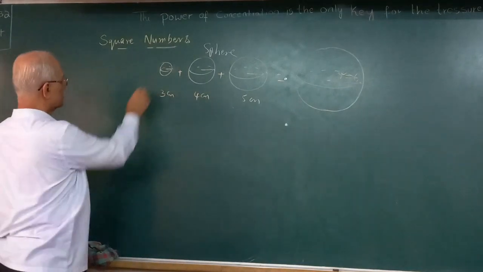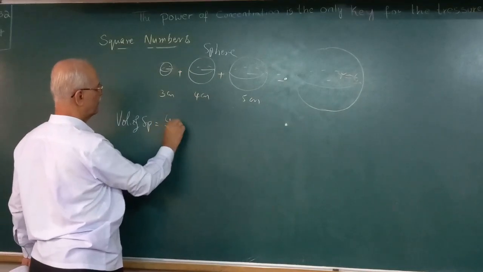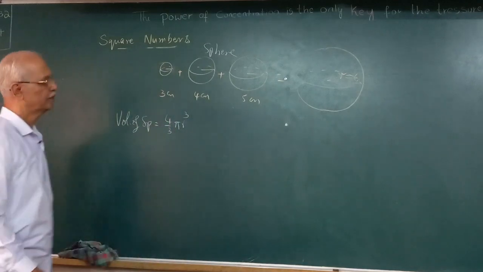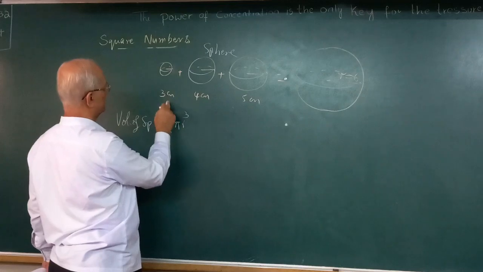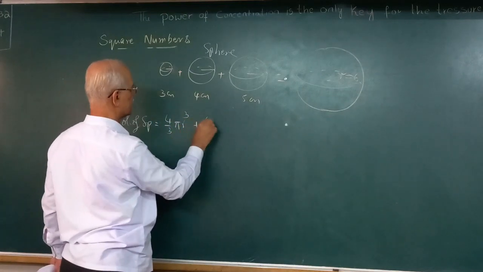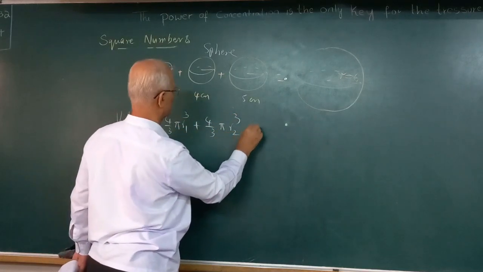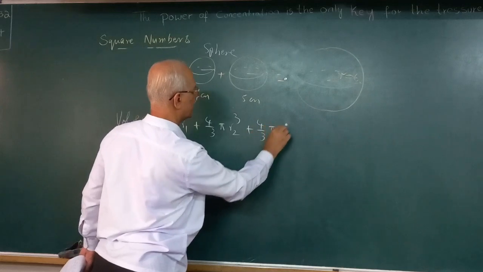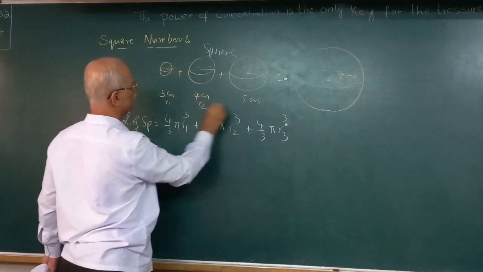So it is a sphere, solid. So what is the volume? Volume of a sphere is equal to 4 by 3 pi r cube. That is the formula. So I take this one, this is 3. Here also 4 by 3 pi r1 cube plus 4 by 3 pi r2 cube plus 4 by 3 pi r3 cube. This is r1, r2, r3.